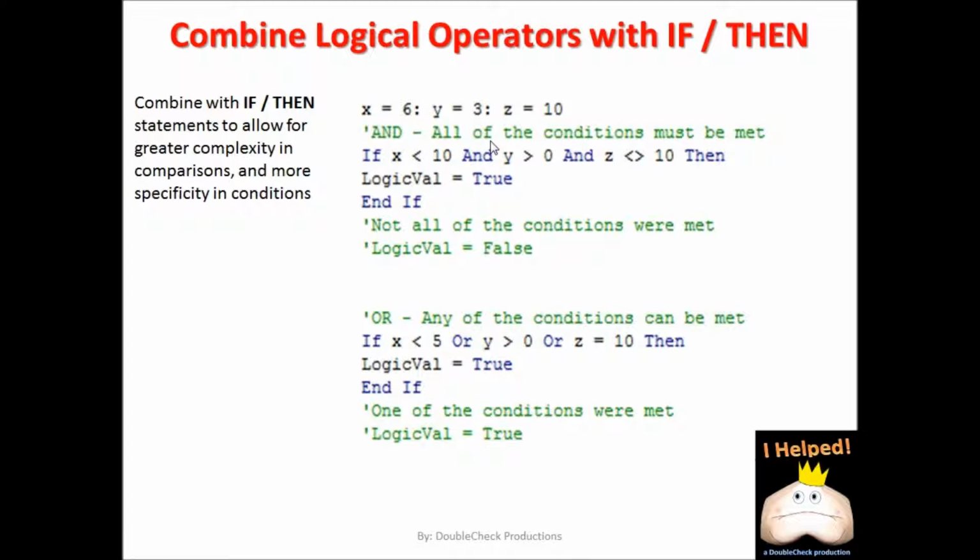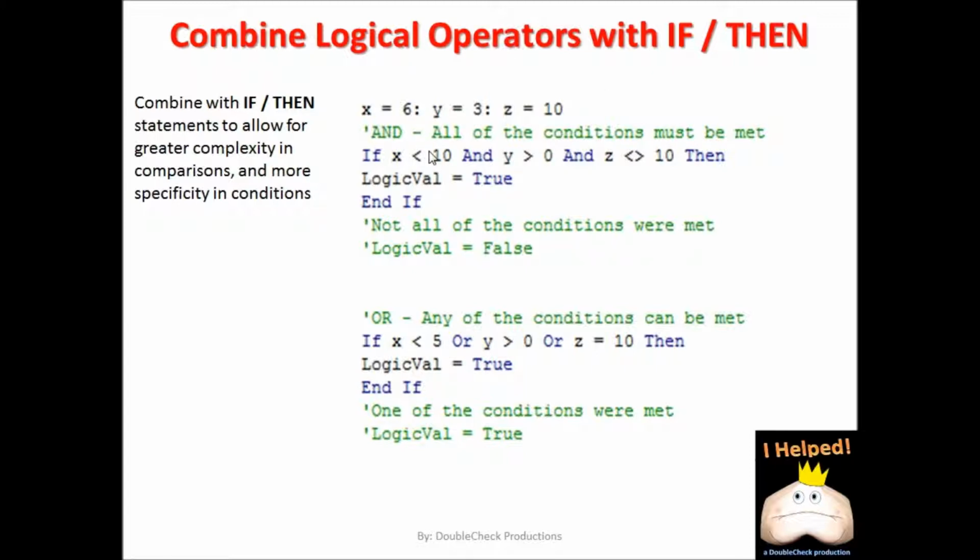Now, if we look here at the variables and the values we've declared them with, we have x equals 6, y equals 3, and z equals 10. So now we're going to look at these conditional statements using the AND logical operator. The first thing we ask is, x less than 10? The answer is true. Is y greater than 0? The answer is true. Is z not equal to 10? The answer is false. So we go in this order. We have true, true, false.